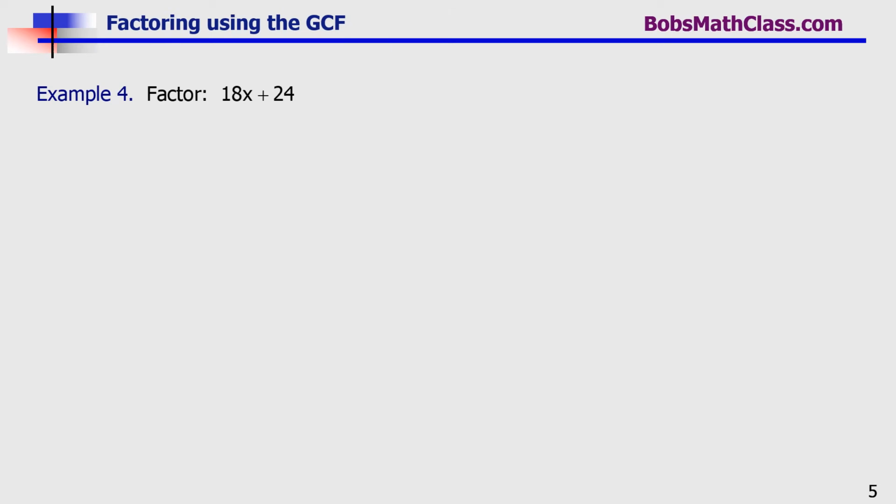Okay, here's our first problem. 18x plus 24. First step, is it in order? Yes, it's in order. Second step, GCF. What is a GCF for both terms? So for 18x and 24, what's the largest number that goes into 18 and 24? Yes, 6. And then do they have a variable in common? No, the 24 doesn't have a variable, so there's no common variable. So our GCF is just 6.